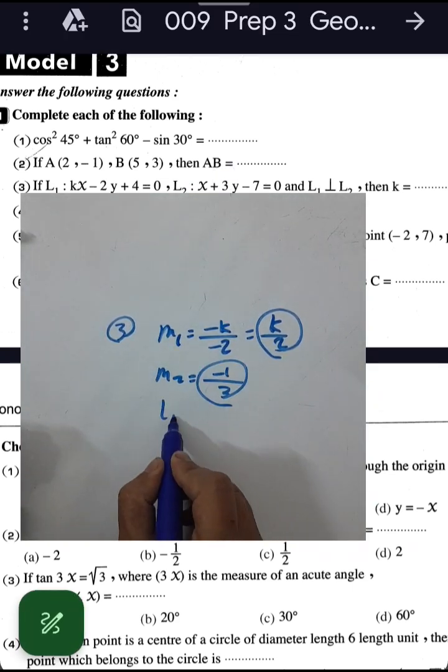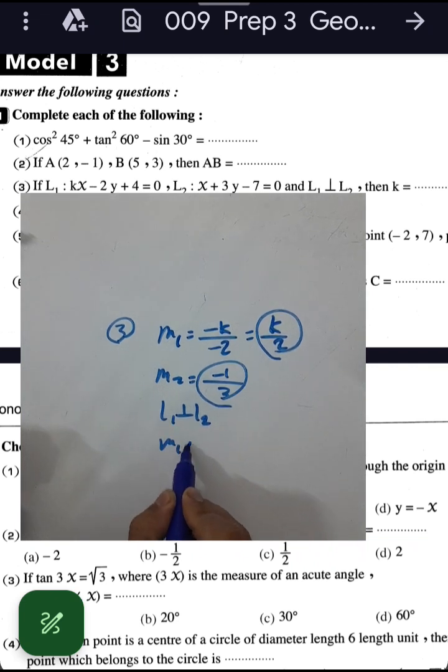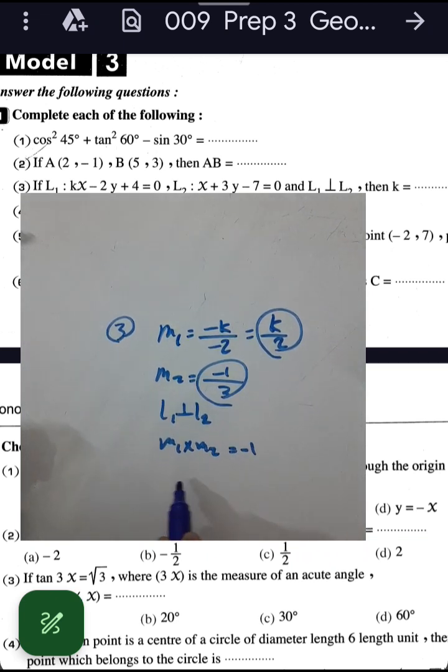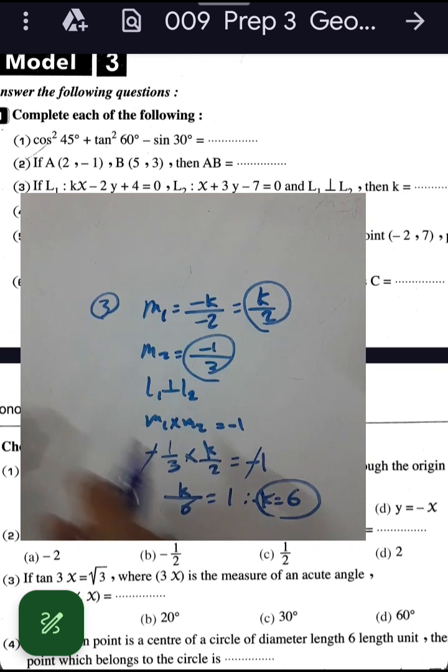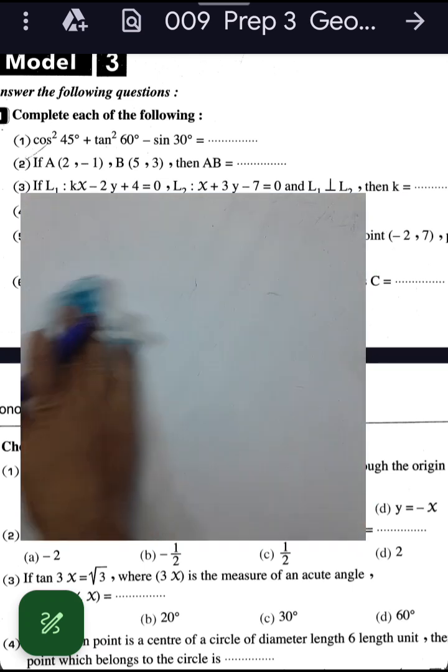We know L1 is perpendicular to L2, then M1 times M2 will be negative 1. Then the product between them equals negative 1. Negative 1 over 3 times K over 2 will be negative 1. Cancel negative by negative. Then K over 6 will be 1. Then K will be 6. Okay. K here equals 6.